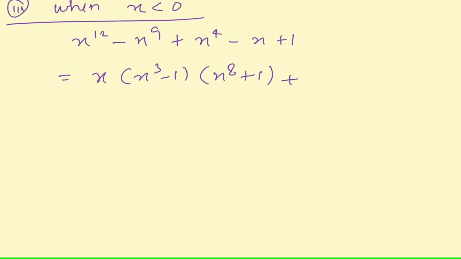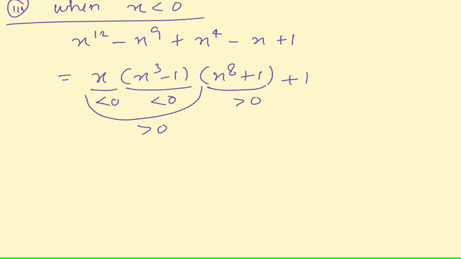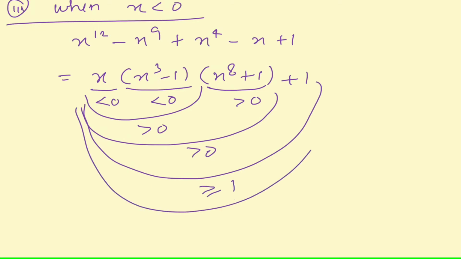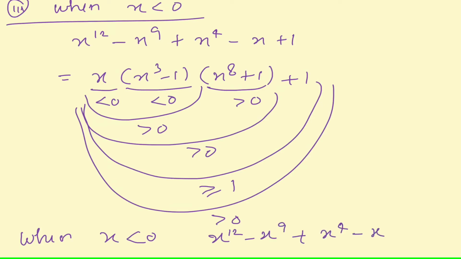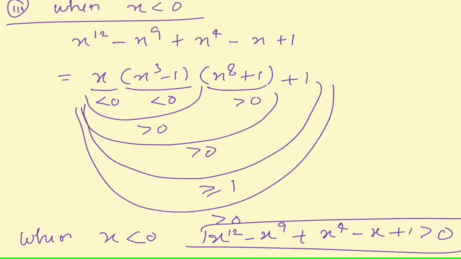So when x is less than 0, we need to check whether x to the power 12 minus x to the power 9 plus x to the power 4 minus x plus 1 is greater than 0. This can be written as x of x cube minus 1 times x to the power 8 plus 1, plus 1. When x is less than 0, this will be negative, this will also be negative, but this whole thing will be greater than 0, and this thing will be greater than 0 even if it is negative. If you combine, this whole thing will be greater than or equal to 1, and if it is greater than or equal to 1, then we can say that it is greater than 0. So when x is less than 0, x to the power 12 minus x to the power 9 plus x to the power 4 minus x plus 1 is greater than 0. This is the third case.